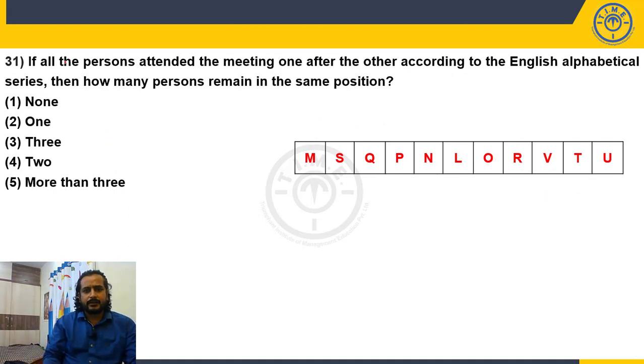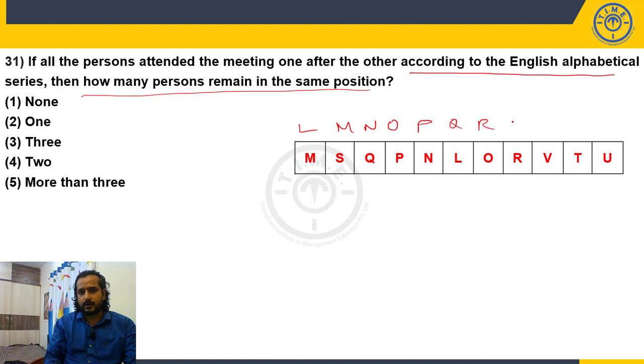If all the persons attended the meeting one after the other according to the English alphabetical order, then how many persons remain in the same position? What are the names of the persons starting from L? So write in alphabetical order one after the other: L, M, N, O, P, Q, R, S, T, U, V.